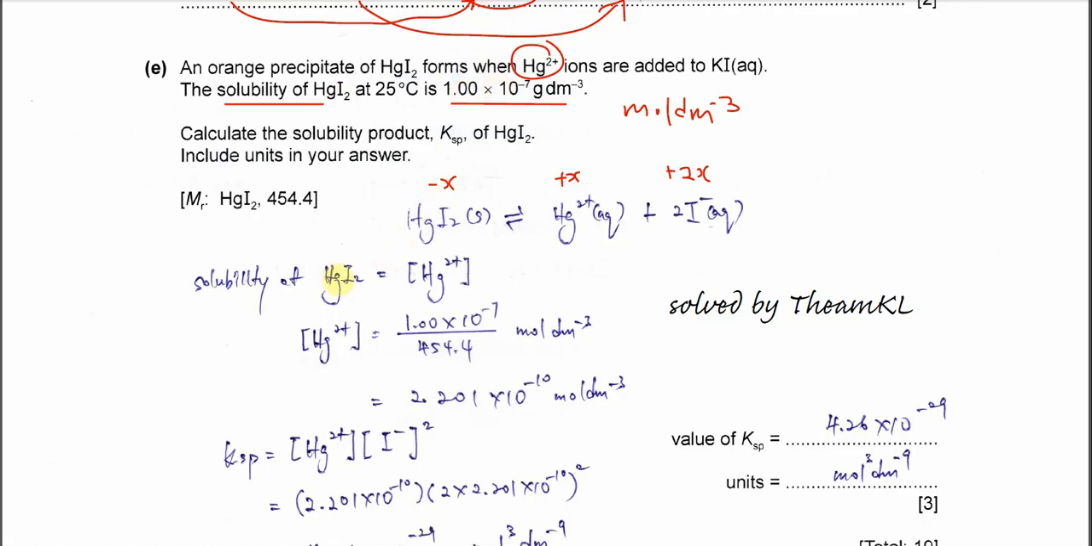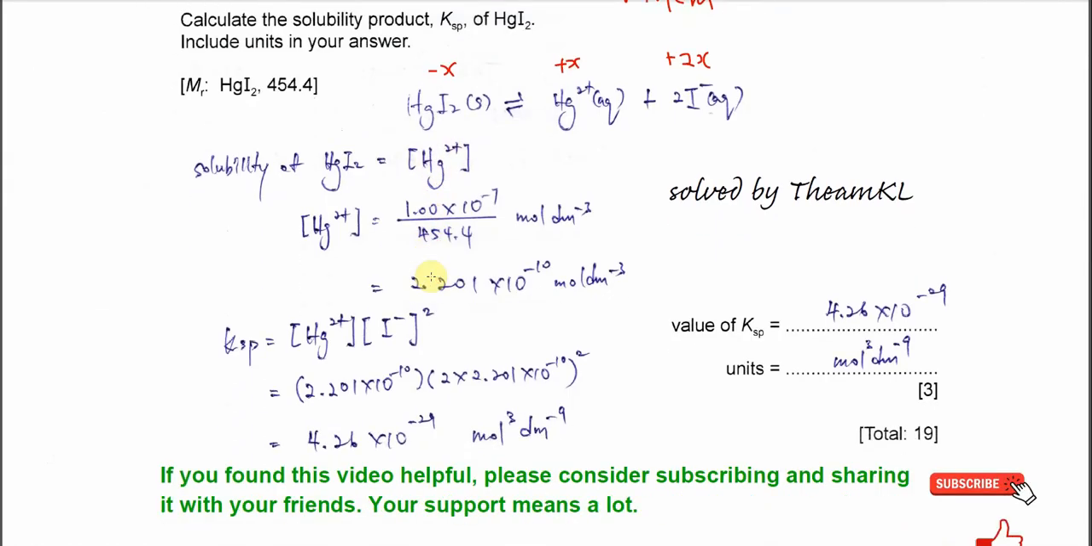That's the concept. So the solubility of the mercury iodide that was just told to you is telling you the concentration of the mercury ions. So how to get the concentration of mercury ion in mole per dm cube? You use the solubility over the molar mass. Because it's gram over the molar mass, you get mole. Now the concentration of mercury ion is 2.201 × 10⁻¹⁰ mole per dm cube.